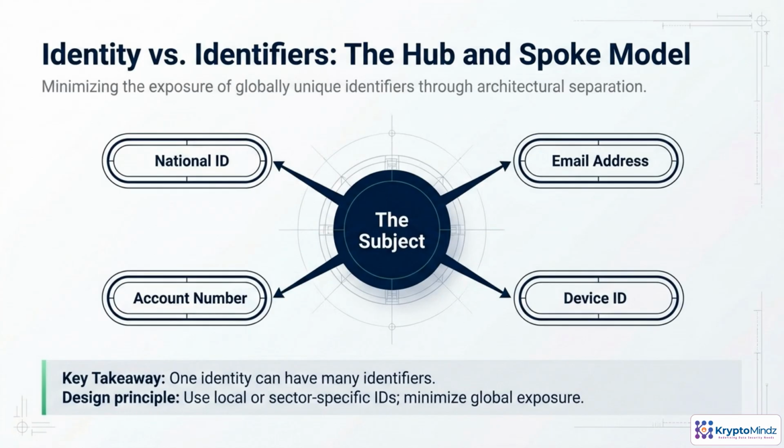Now, separate the person from the labels we attach to them. The identity is the person. Identifiers are the handles: national ID, account number, email, device ID. Each is just a different pointer to the same subject. Architecturally, you do not want one global identifier reused everywhere. That becomes a tracking superkey and a single point of failure. Instead, design systems so each context has its own identifier, mapped through a secure hub. That way, compromise in one domain doesn't automatically expose the user across your other platforms.